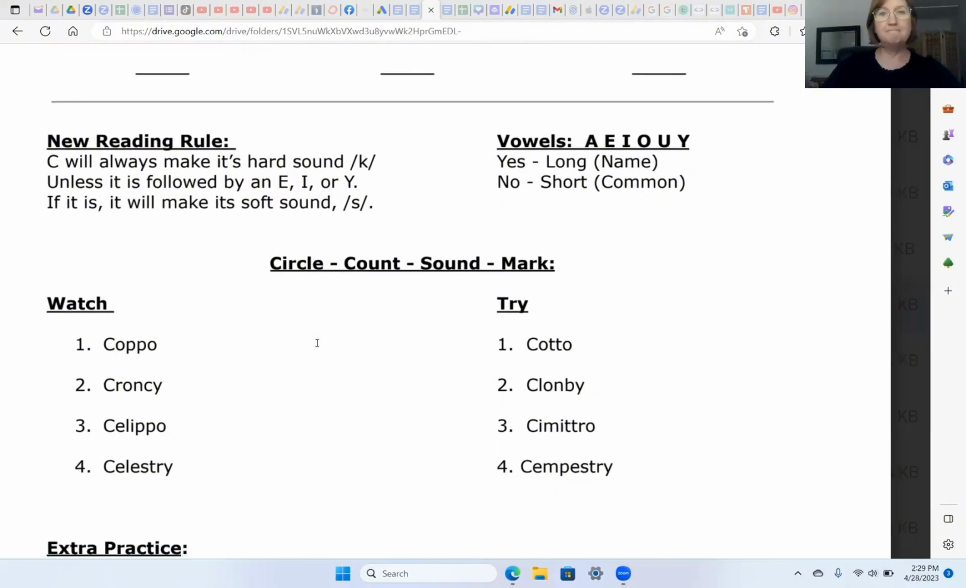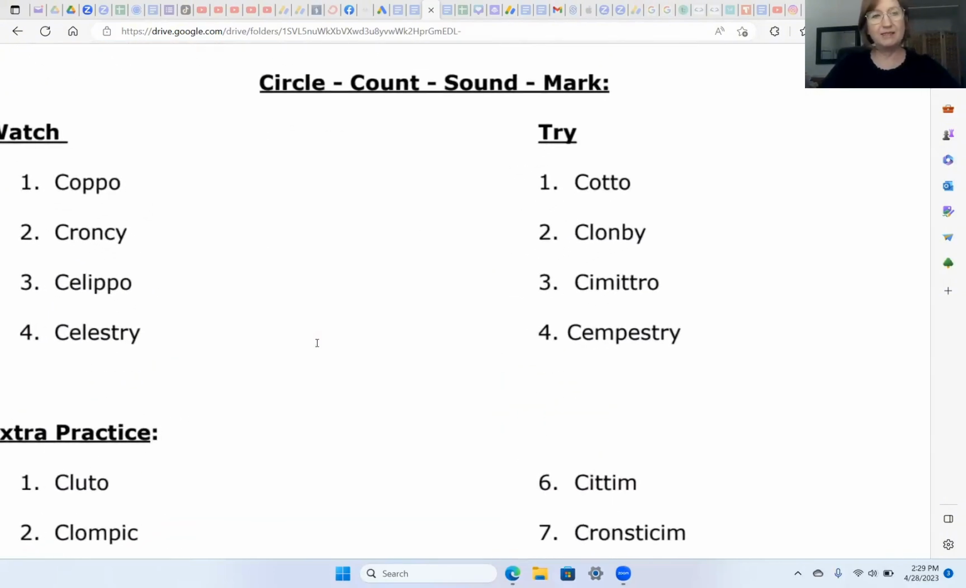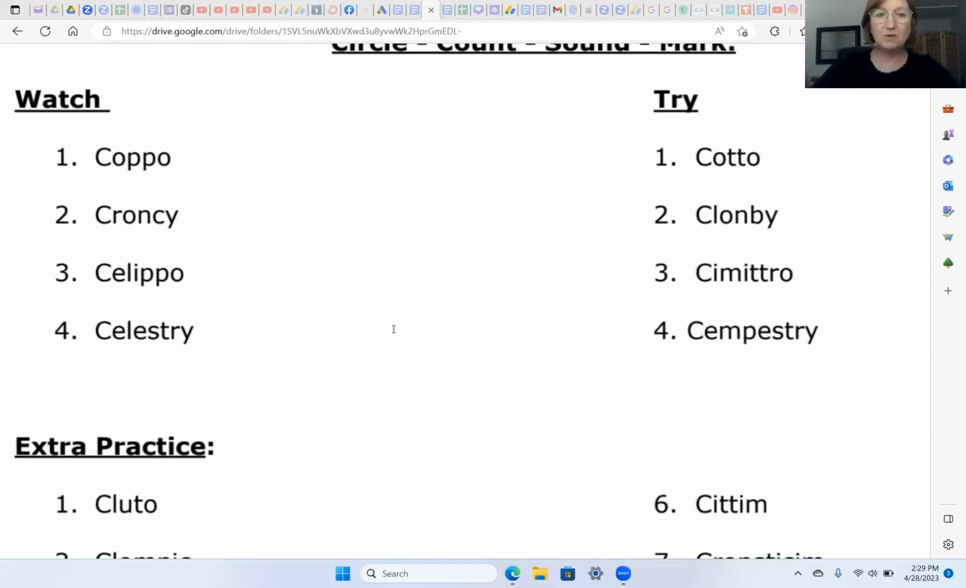So if we practiced that new skill on these nonsense words, let me get my pen out, we would be able to determine the sound of the C just by looking at the next letter. So this C is going to make its hard sound because that is not an E, I, or Y. This O is going to make its short sound because the next two letters are consonants. And this O is going to make its long sound O because O's at the end always say O. So this word is apo, apo.